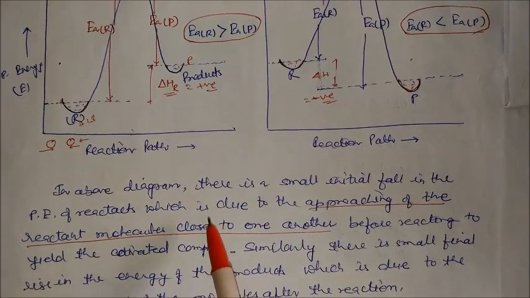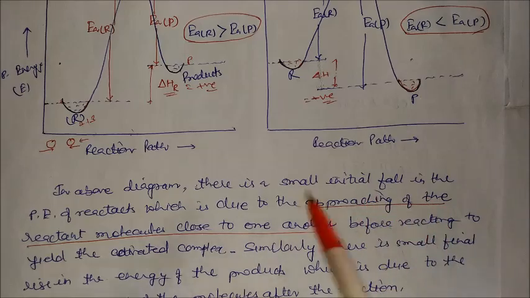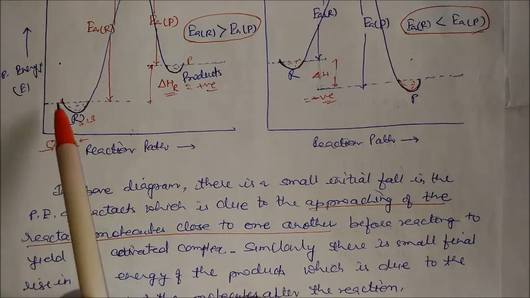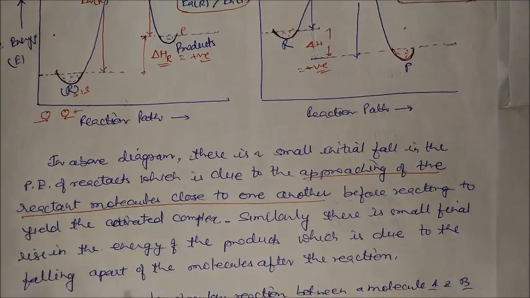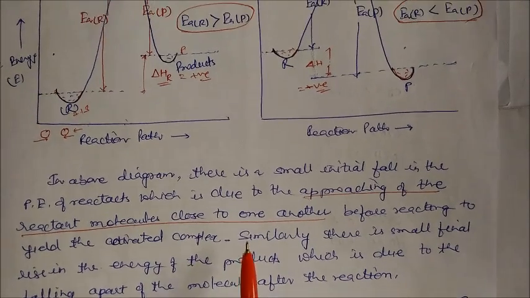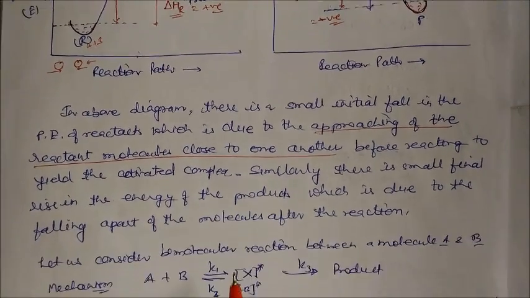In the above diagram there is a small initial fall in the potential energy of the reactant. You can see the energy of the reactant is falling, which is due to the approaching of the reactant molecules close to one another before reacting to yield the activated complex. Similarly, there is a small final rise in the energy of the product. We can see the rising of the product, which is due to the falling apart of the molecules after the reaction. So be careful in drawing the diagram properly.